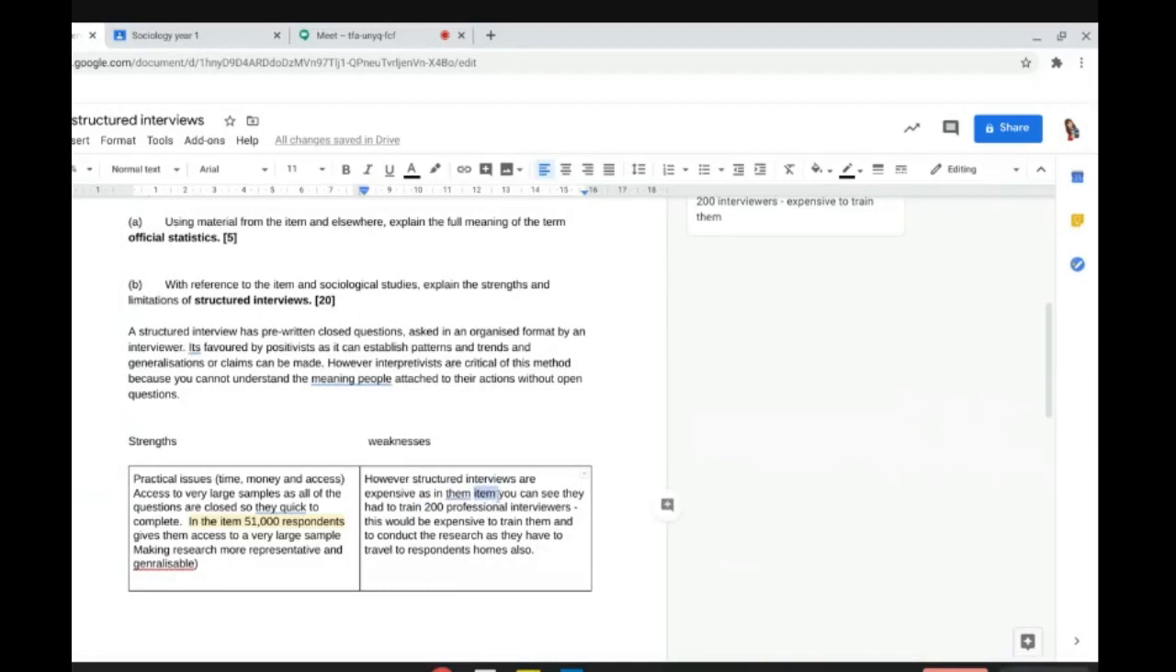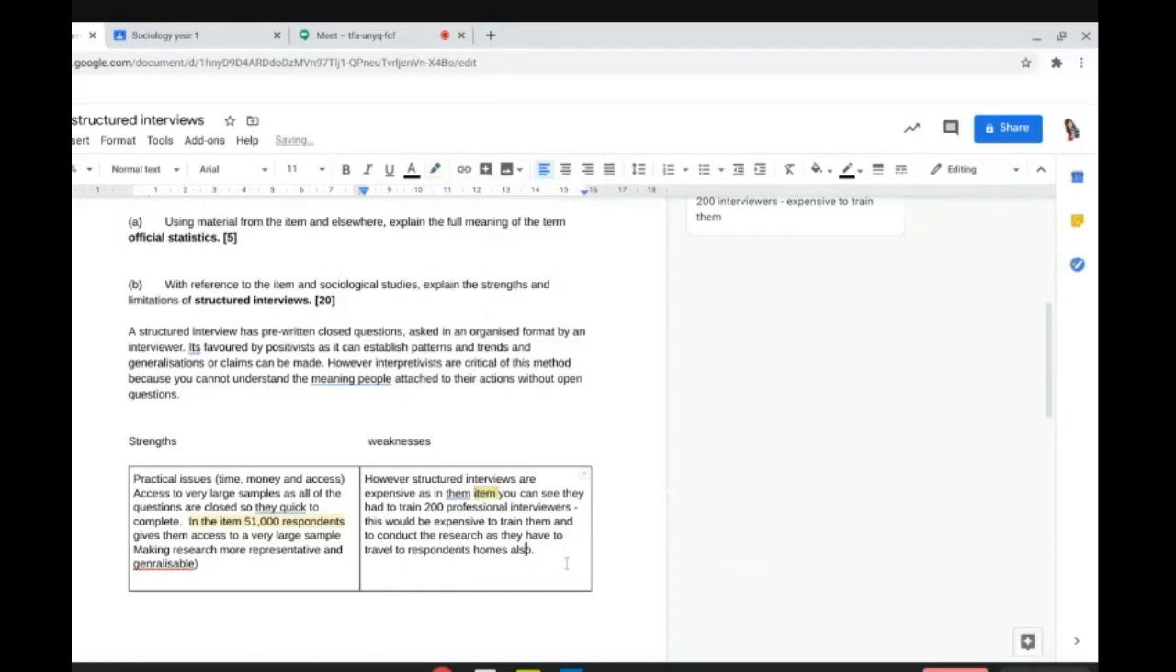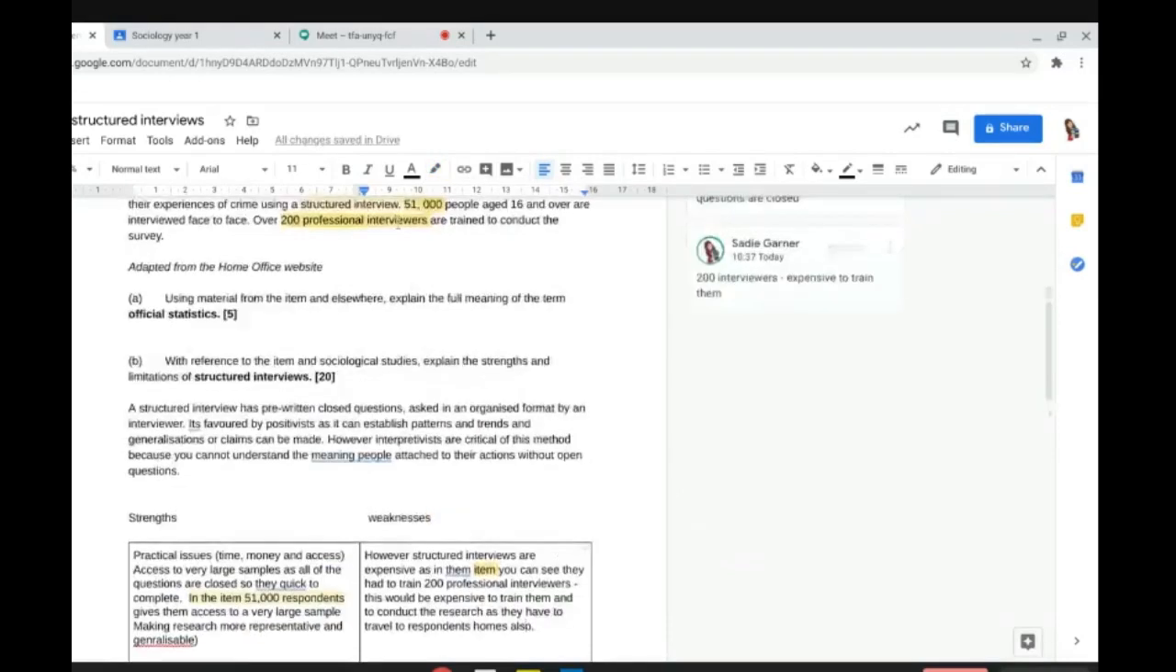You could, if you wanted to. I've used the item twice. If you're thinking to yourself, well, I thought we only had to use the item once, you do have to only use the item once, but I felt that I could use it twice in two really good ways. So that's why I've done it twice. You don't have to use it twice. You only have to use it once really well.